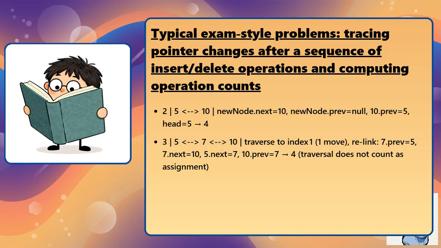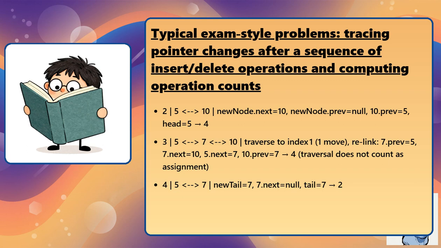Step 3, list is 5 linked to 7 linked to 10. Traverse to index 1, move, relink. 7.previous = 5, 7.next = 10, 5.next = 7, 10.previous = 7: 4 assignments. Traversal does not count as assignment.